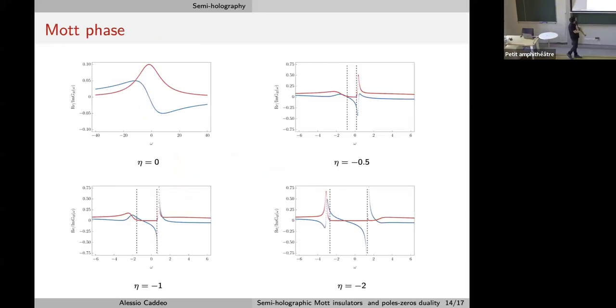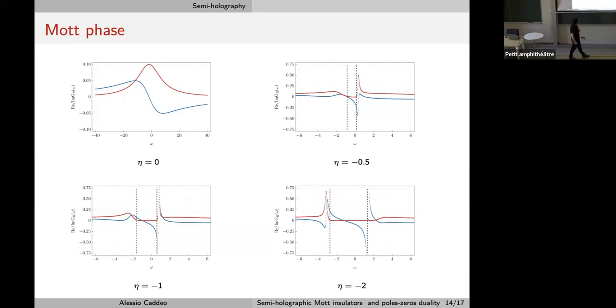Here I have several plots in which I increase the absolute value of eta in the negative region. What I want to say is that it's a Mott phase. So eta equal to 0 is still not a Mott phase. We have a quite broad peak, but as soon as we switch on eta, we have the formation of a gap.